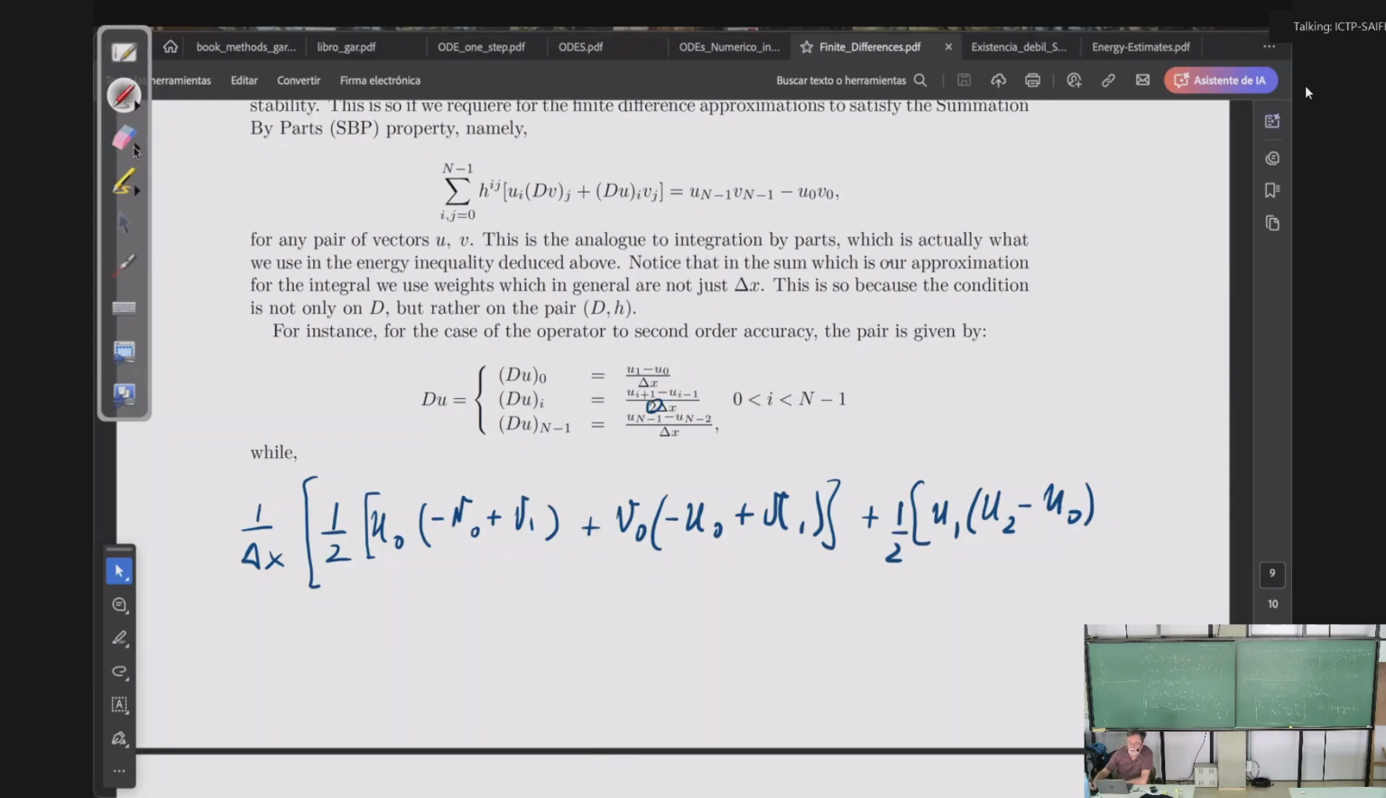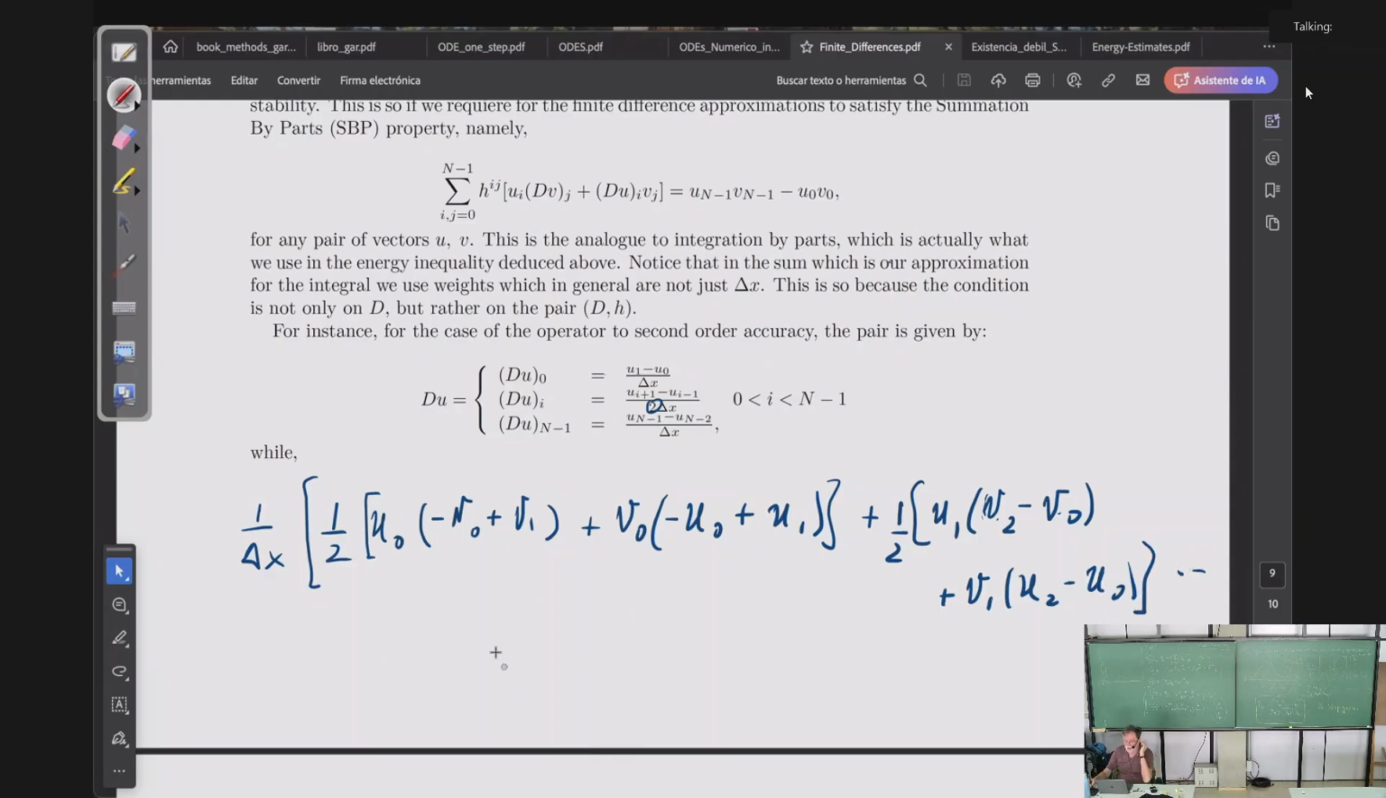Sorry, again I'm putting U, this is V. This is U, and this is V2, U, V0, and here I have plus B1, U2 minus U0, and so on, the other terms.